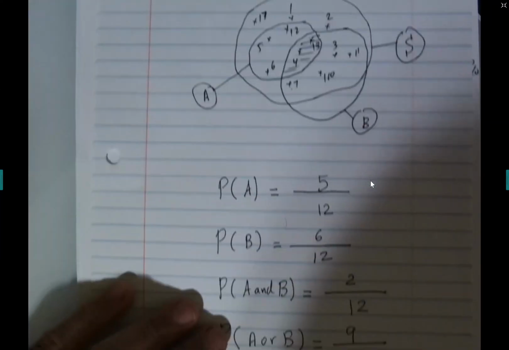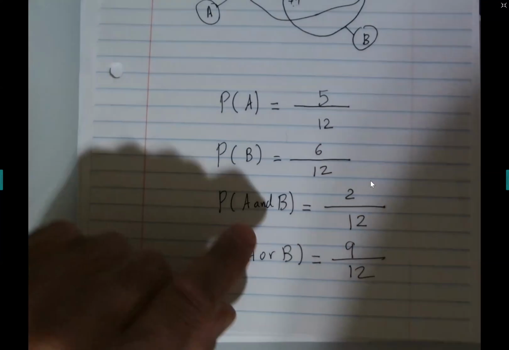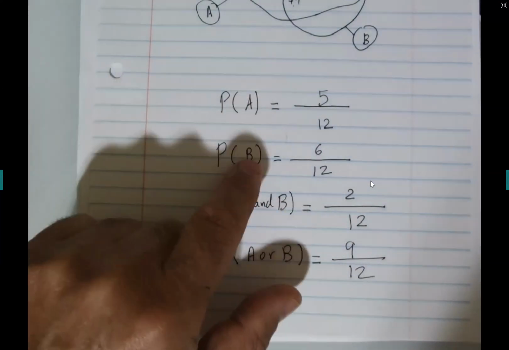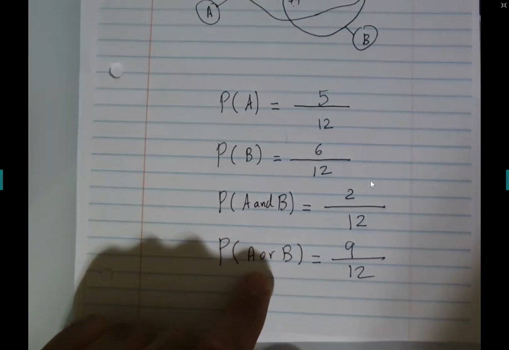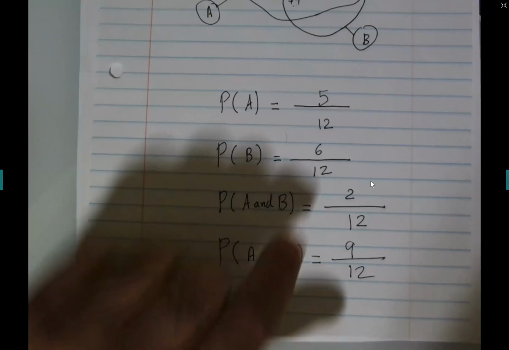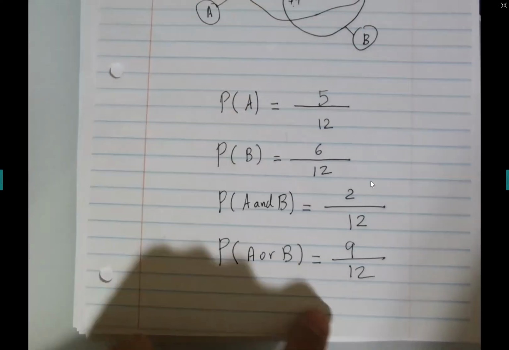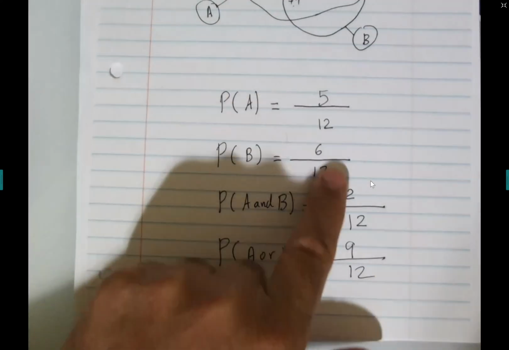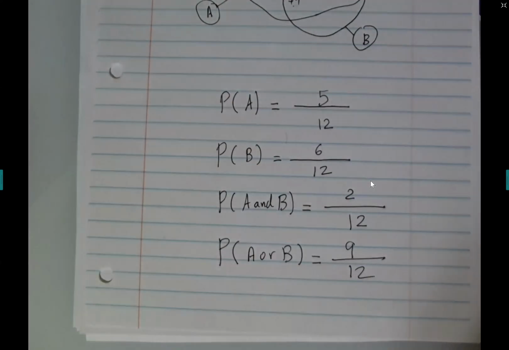Now, guys, I'd like you to look at the previous three answers. There is a connection between the previous three answers and the answer in the fourth one. There is something that you could have done without looking at the diagram to figure out this answer. What would that be? Look at the answers, guys. What would you have done with the first three in order to get 9/12? 5 plus 6 minus 2.